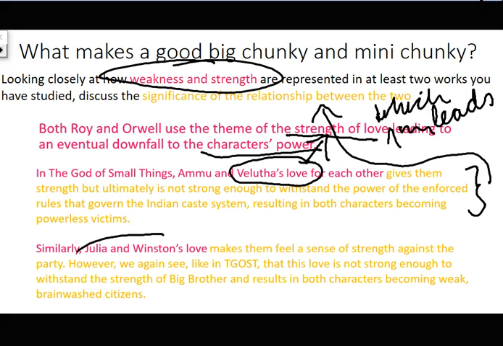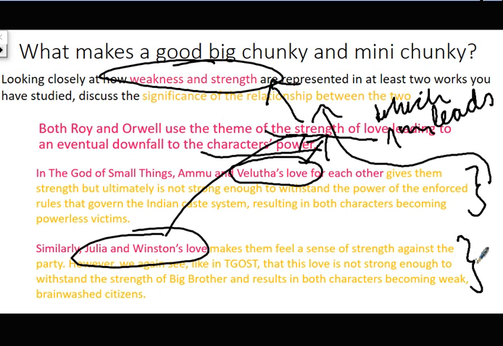So again, we've been more specific about the love part, which in our big chunky, we explained how that shows weakness and strength. And then we use the second part of our mini topic sentence to link to the second part of the question, so showing the relationship between the two. And we make sure these mini chunkies are really specific to the text, because obviously they're introducing that paragraph for that text.